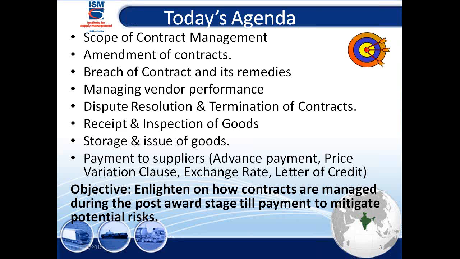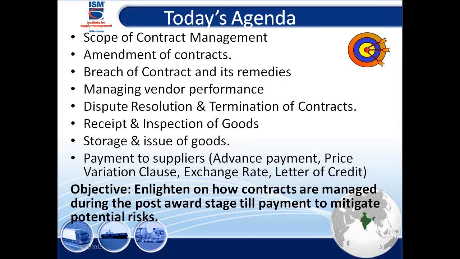Now, once the contract has been done, you're receiving the goods, inspecting the goods, storing the goods and issuing the goods. And then naturally, when the supplier's job has been done, there have to be payments. Sometimes payment has to be an advance payment. Sometimes there could be a price variation clause. You're buying something where the price of crude oil goes up, the price changes. The price of steel changes, the price changes. So there has to be a price variation clause.